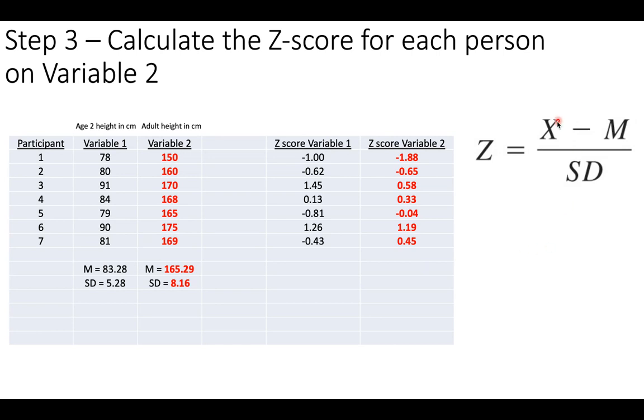Make sure that you have the correct order in the numerator. X always comes first, the individual score minus the mean. That way, the sign tells us whether they are above or below the mean. Do not, I repeat, do not put M first and X second. It matters. So get comfortable with this, because if you can do this accurately and quickly, then the rest of our calculations are pretty straightforward.